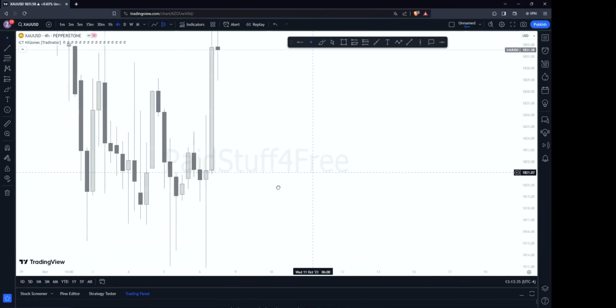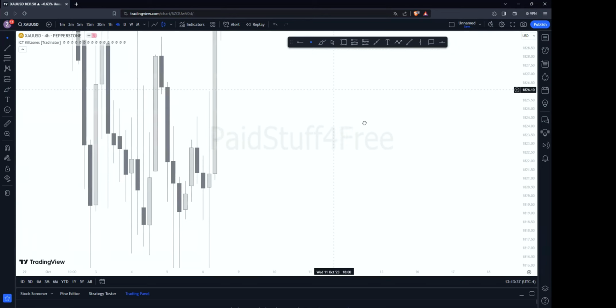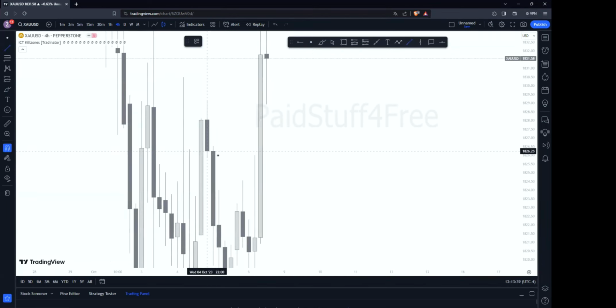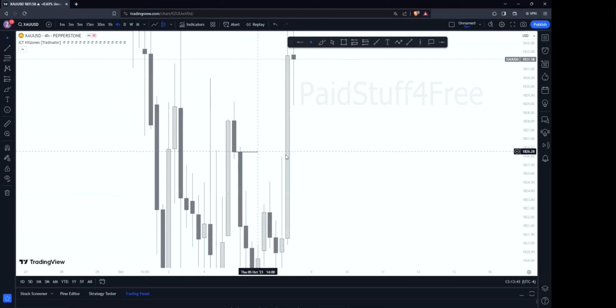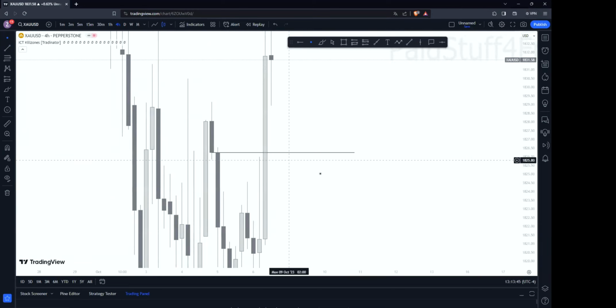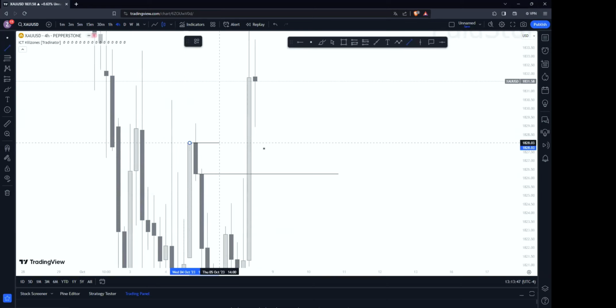Let me show you another example right here. So see this gap right here? It is fresh, and then a body went through it. So is it still fresh? Yes, it's still fresh. Now, see this A level right here? Drag it to the right. There is a body through it. This level is still fresh.